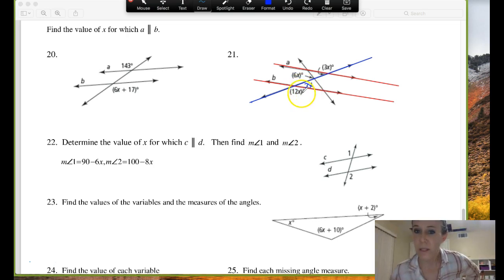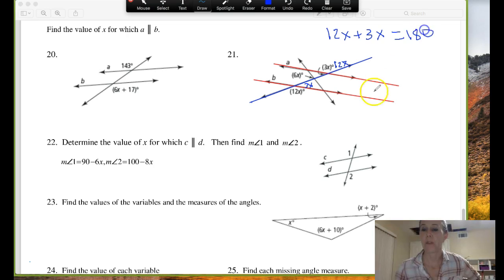Okay. Or similarly, I could go alternate exteriors. If this is 12x, then right here would have to also be 12x. That's 3x, this is 12x. These would have to add up to be 180. So what I'm going to do is I'm going to say 12x plus 3x has to be 180 for this to work, because the alternate interiors would have to be congruent and the alternate exteriors would have to be congruent for these two to be parallel.